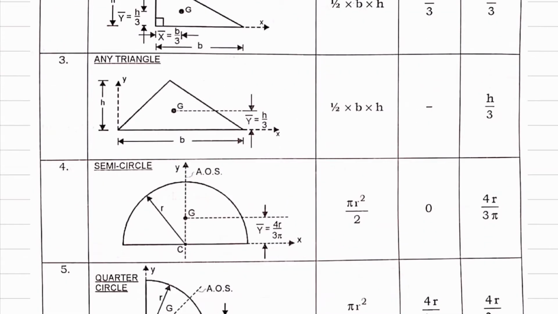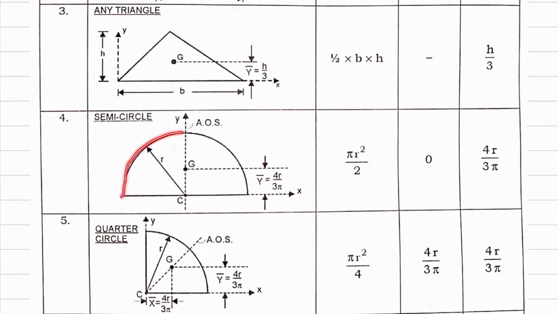Next, for a semicircle, if the x-axis and y-axis intersect at this location O, in that case x bar is 0. Why? Because the y-axis is the axis of symmetry, so x bar will be 0. This is a point which we had defined in the previous lecture. If geometry is symmetric about the y-axis and point O is on that y-axis, then x bar is 0 and y bar will be 4r upon 3 pi.